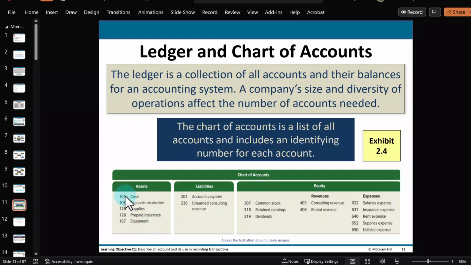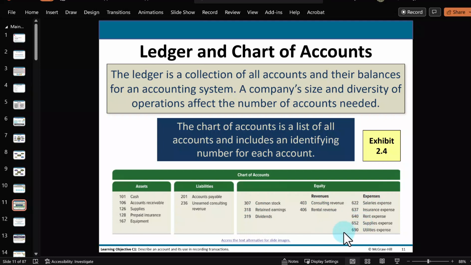Notice that they are assigned account numbers, and there are gaps here between the numbers. Just in case later on the company wants to insert a new asset, there's enough space here to put them in the correct order, the desired order. Then liability accounts look like they're in the 200 range. And then equity types, 300, revenue 400, and expense 600.